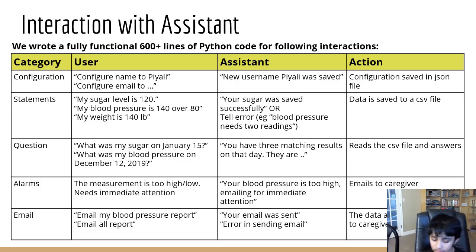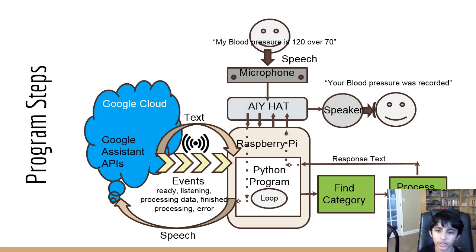The next category is the alarm category, and if the measurement is too high or too low, the senior assistant automatically sends an email to the caregiver. The next category is the email category, and the user can say "email my blood pressure report" or "email all reports". So here's the process of how our program works.